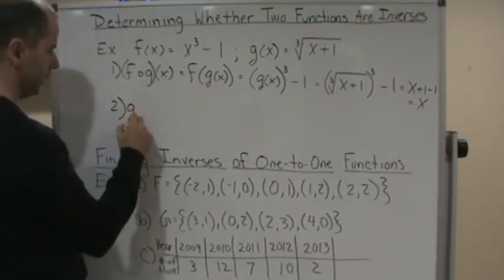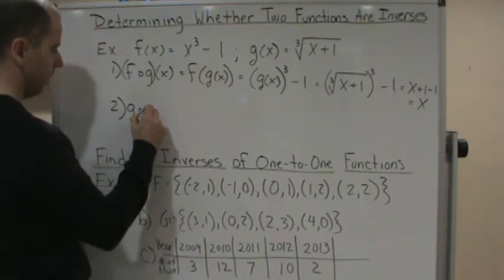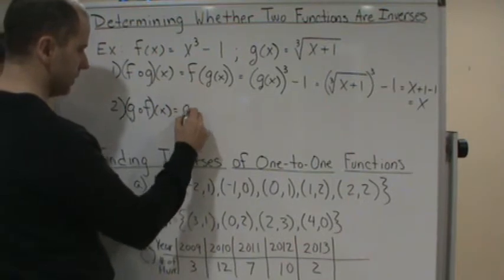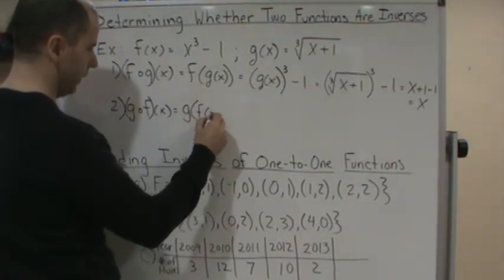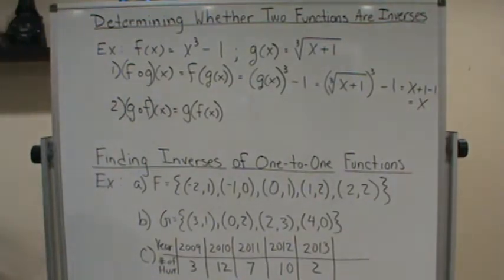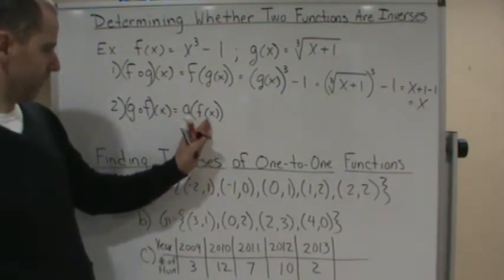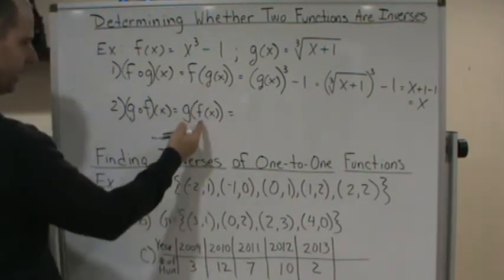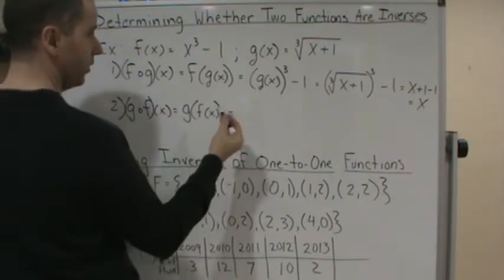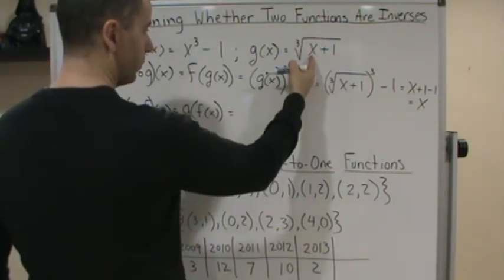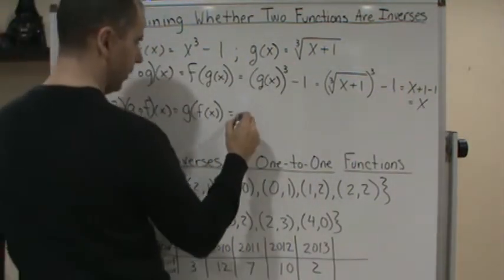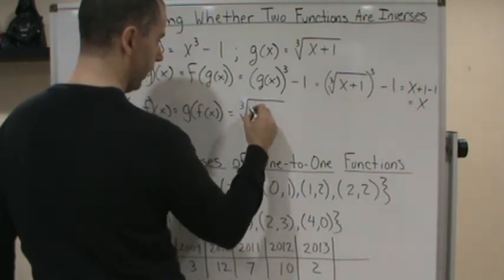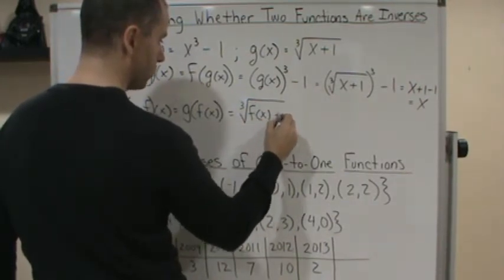So now I'm going to do g circle f of x, which again is the same as g of f of x. Notice that now the function f is the inside function. So now what does this look like? Now I'm going to stick f of x inside of g of x. Wherever there's an x, I'm going to replace that x with f of x. So this is going to be the cube root of f of x plus 1.